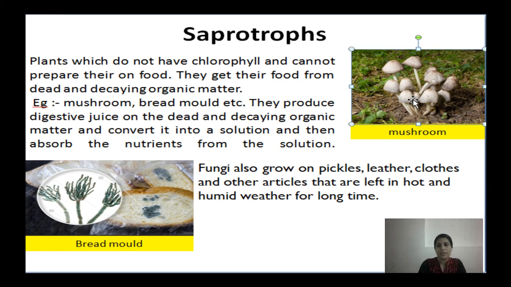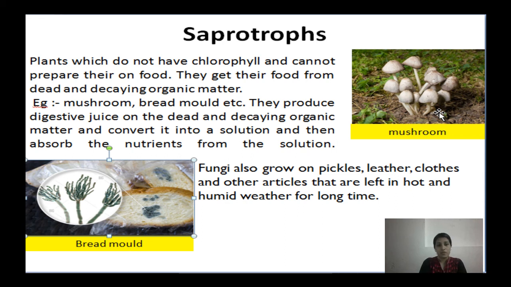These organisms are called fungi or mushrooms. They have a different mode of nutrition. These plants do not have chlorophyll and cannot prepare their own food. So they get their food from dead and decaying matter. You can see in the figure, bread mold or mushroom, they produce digestive juices on the dead and decaying organic matter and convert it into a solution and then absorb the nutrients from the solution.